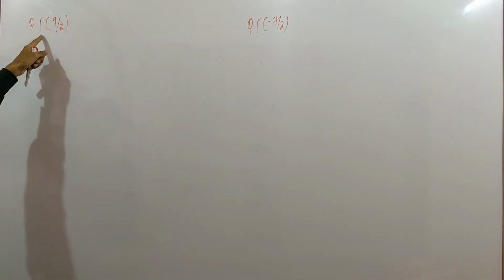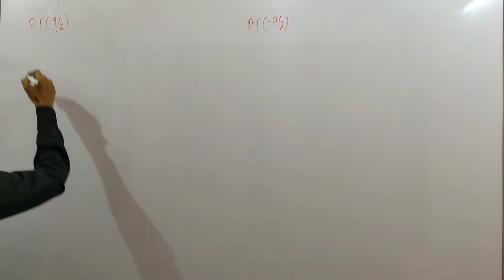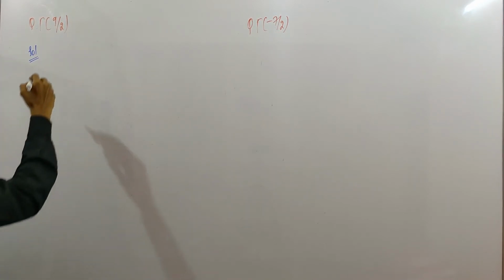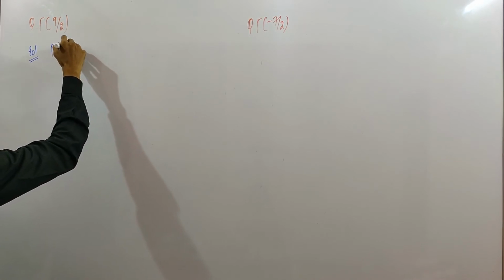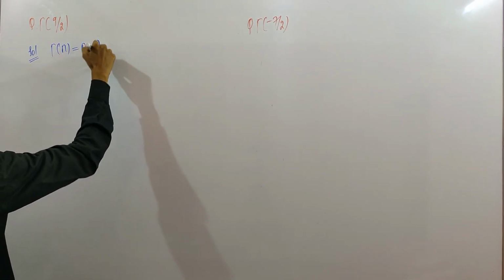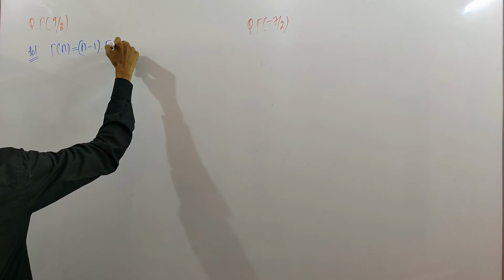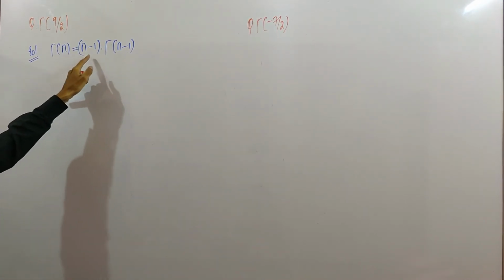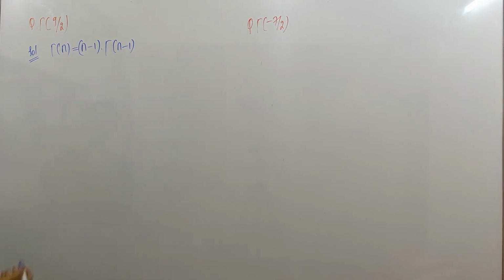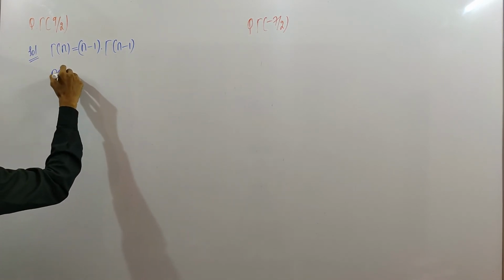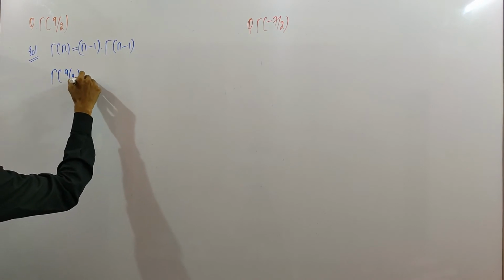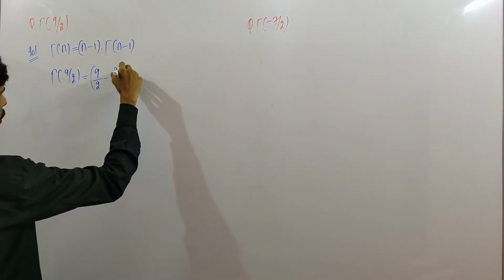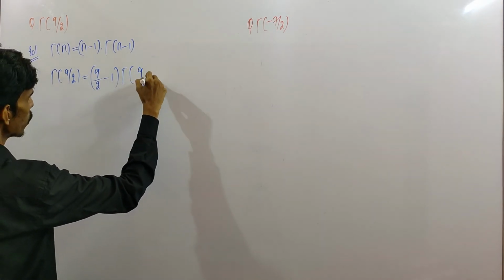Now let us solve gamma of 9 by 2. We know that gamma of n is n minus 1 into gamma of n minus 1. We know this relation. So gamma of 9 by 2 is equal to 9 by 2 minus 1 into gamma of 9 by 2 minus 1.